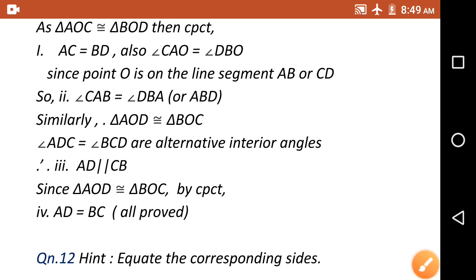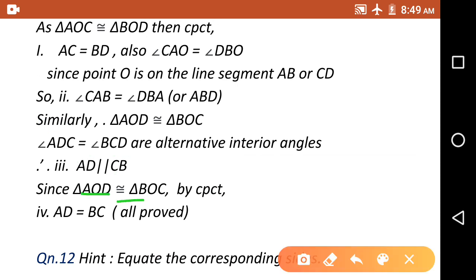Now since AOD is congruent to BOC, by using the idea of CPCT, that means the corresponding parts of congruent triangles are also equal, so AD is equal to BC. So all of the 4 bits are proved here.